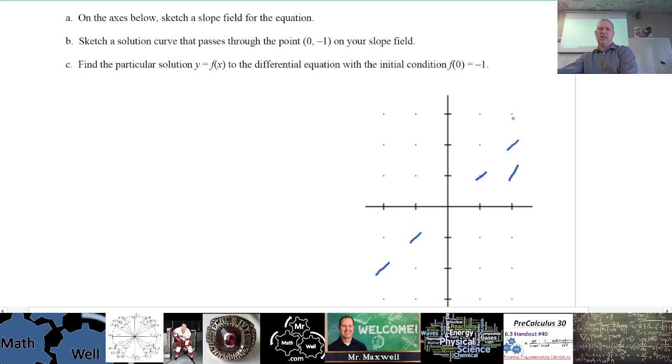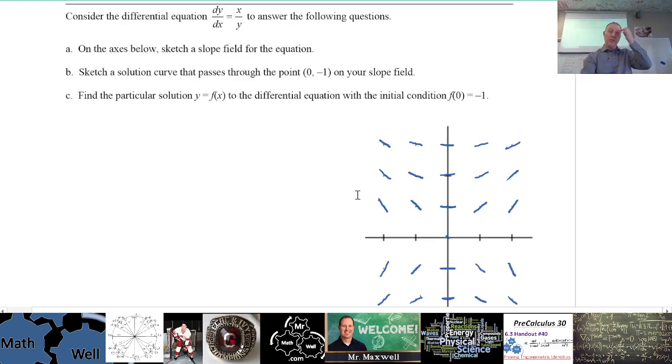So let's see. 2 over 3. So I'm going to try and line that up roughly with, that looks a lot like the 1. It shouldn't. There we go. So again, do the very best you can to judge the slopes between each other. And if you remember the lesson from yesterday, go ahead and complete this slope field for this question.